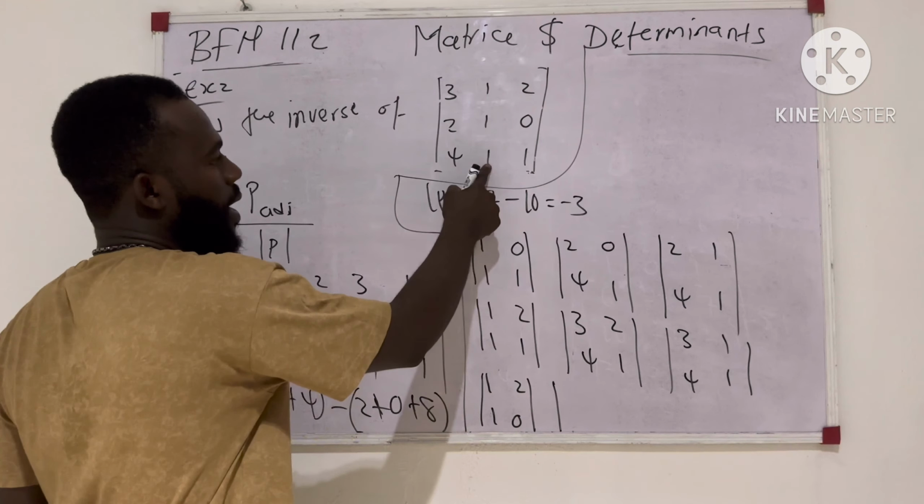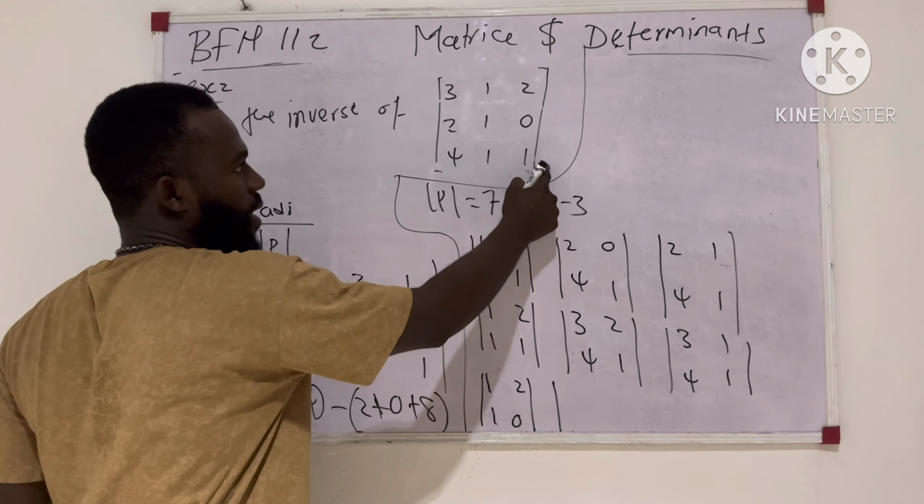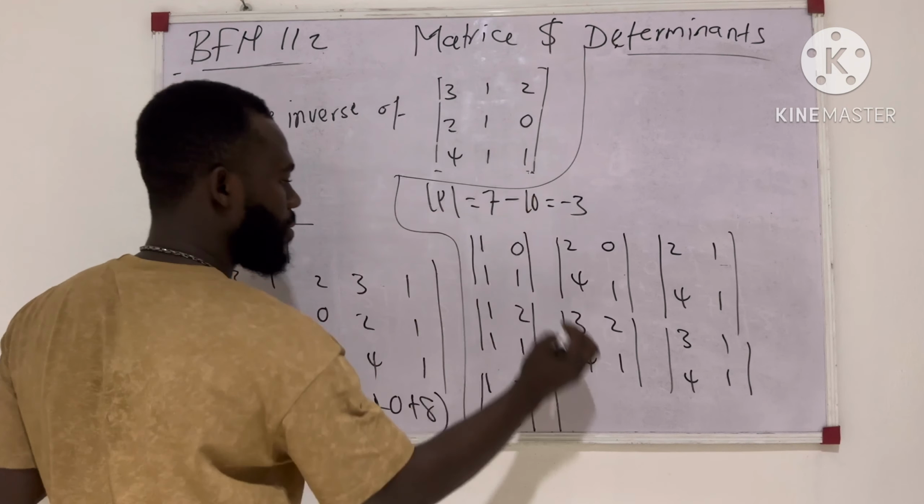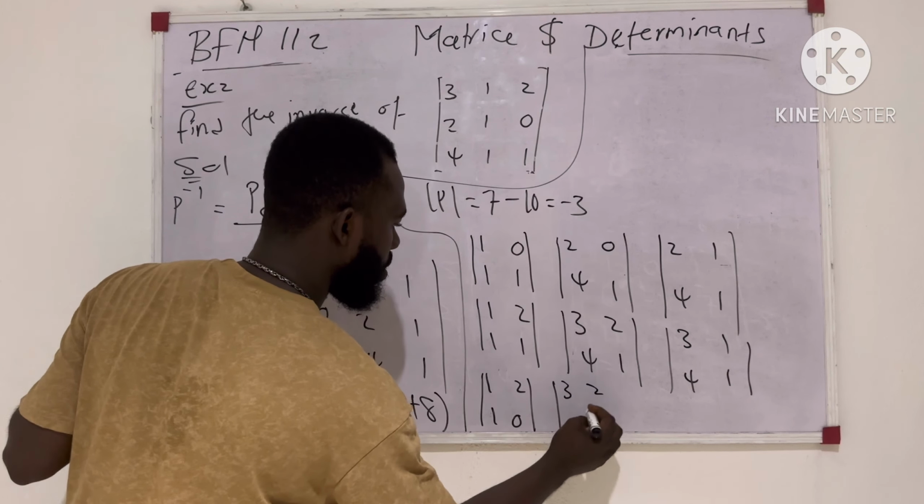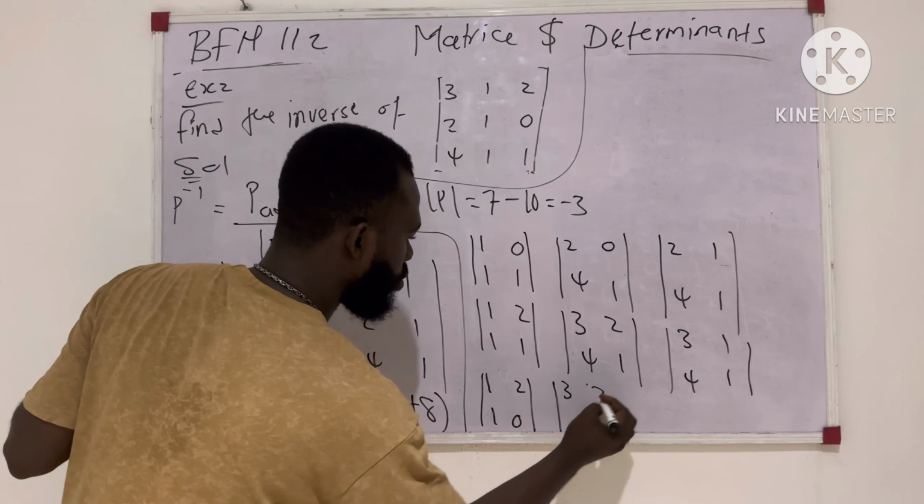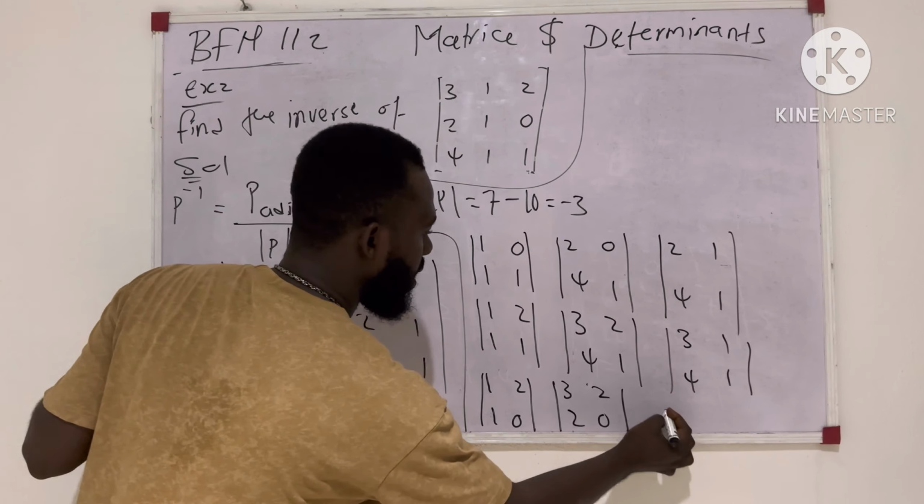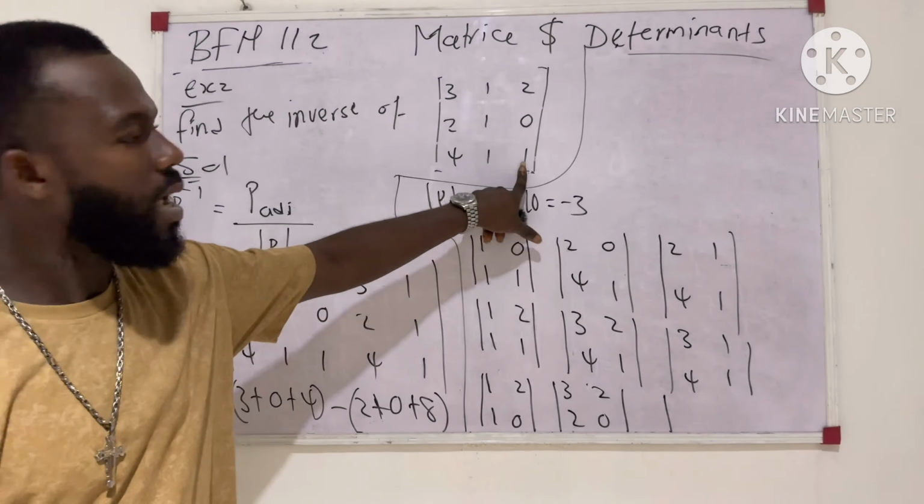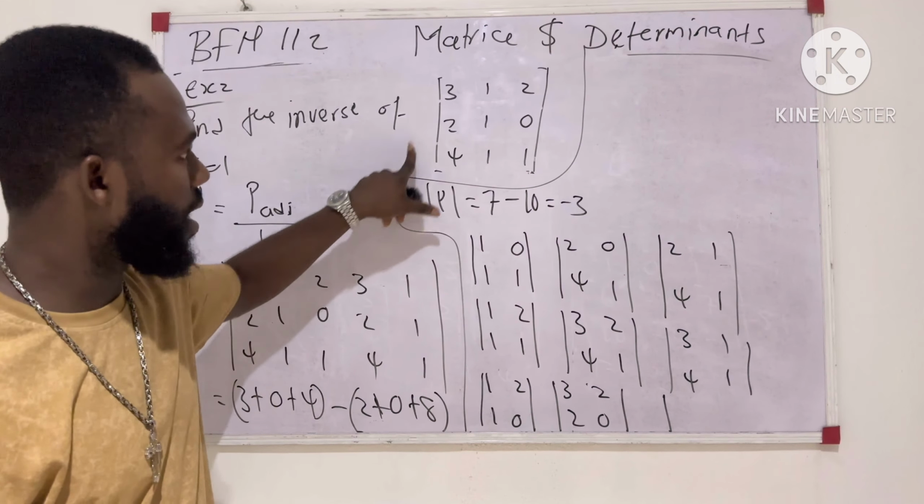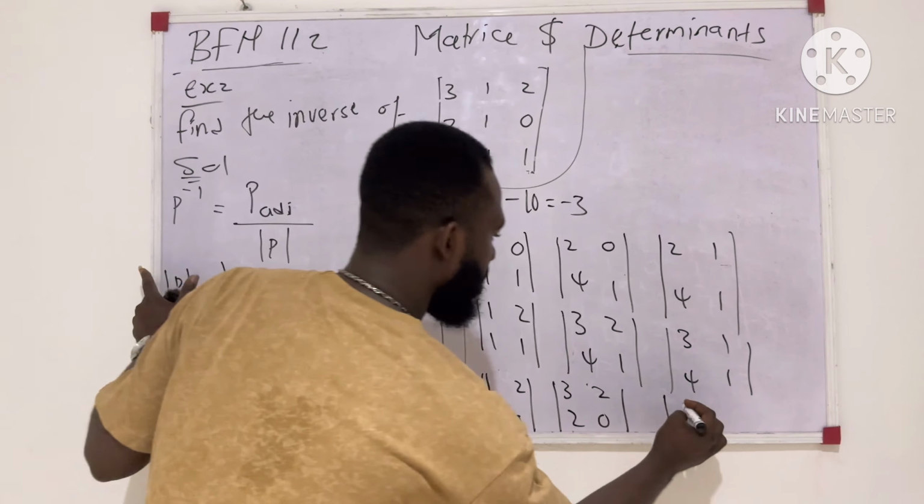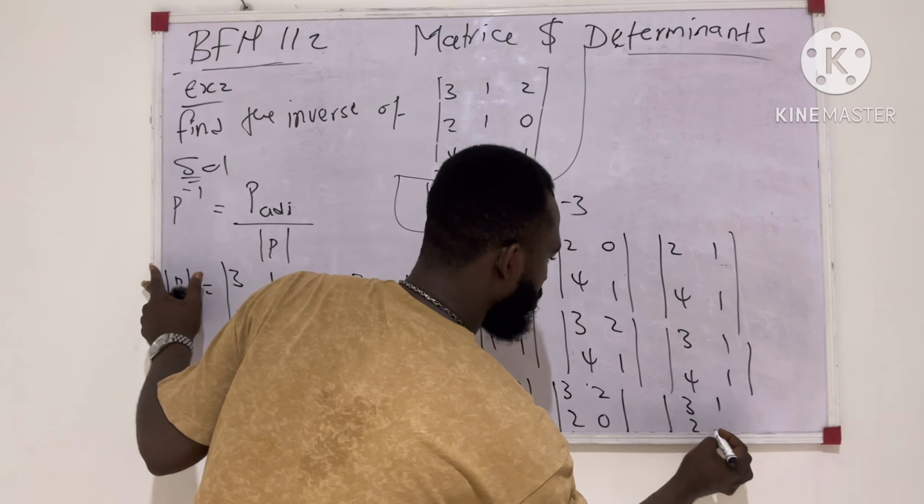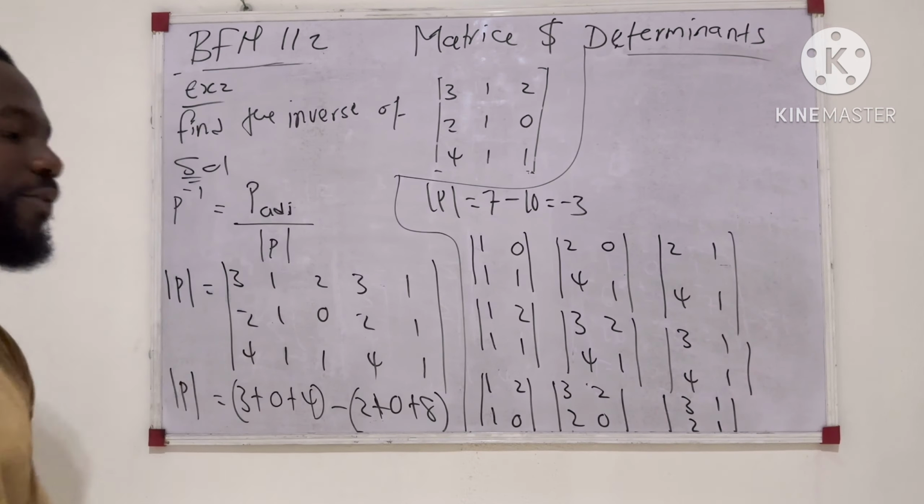And then here, I'm not going to write in here. I have 3, 2, 2, 0. And then lastly, here, I will not be writing here. I'm writing 3, 1, 2, 1. Because of the space of the board.